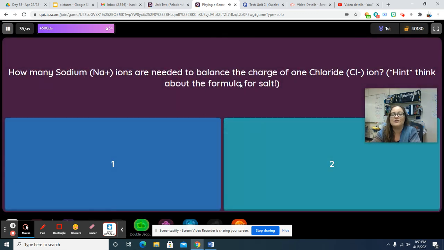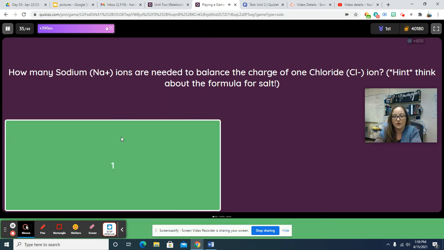How many sodium ions are needed to balance the charge of one chloride ion? And think about the formula for table salt. It's NaCl. There's no subscripts, so it's a 1-to-1 ratio.